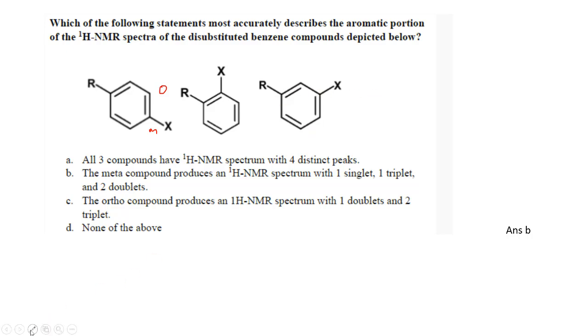If we have a benzene ring, so this position is ortho, this position is meta, and this position is para. This is with respect to the functional group attached over here. So in this case, which one is the meta one? Can anyone tell?